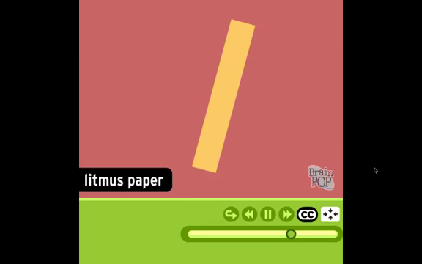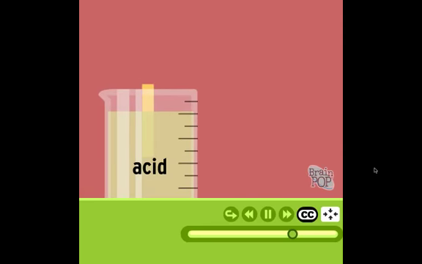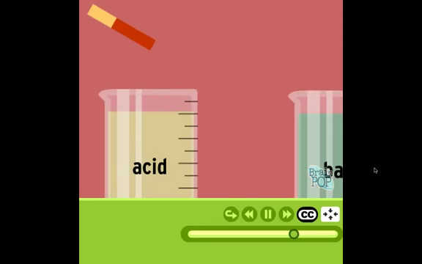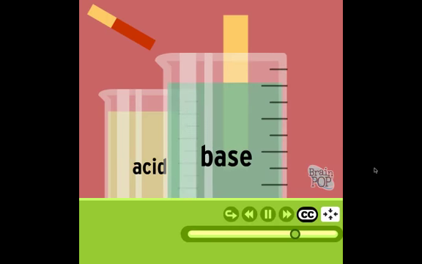Finding a solution's pH is easy if you have the right tools. Most science labs have a bit of pH litmus paper lying around. These strips are soaked with a chemical indicator, and they turn red when you dip them in an acid. A base will make them turn blue.